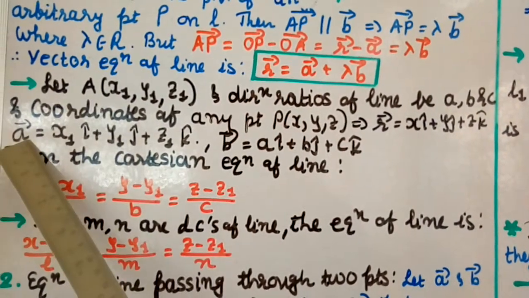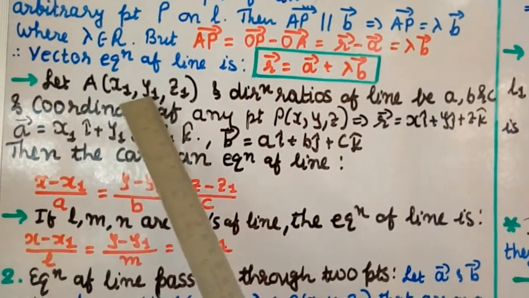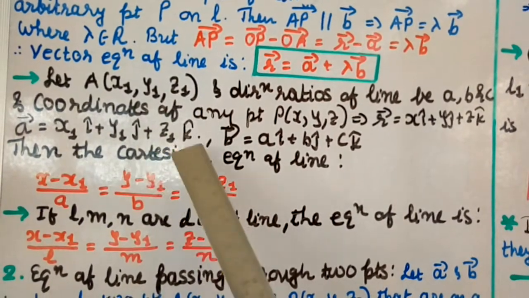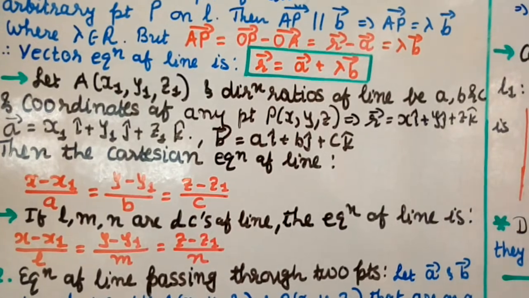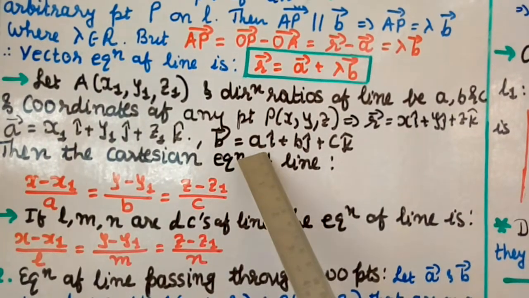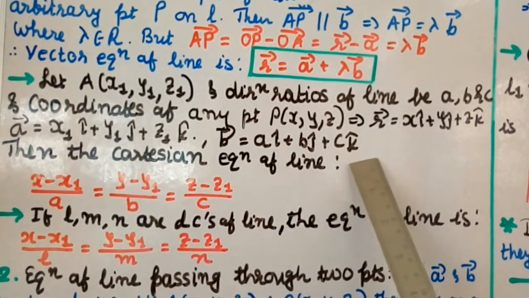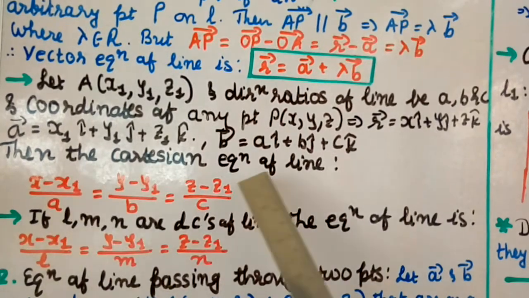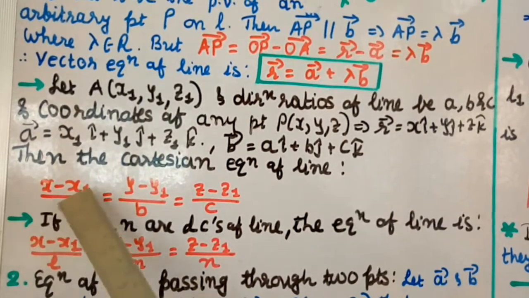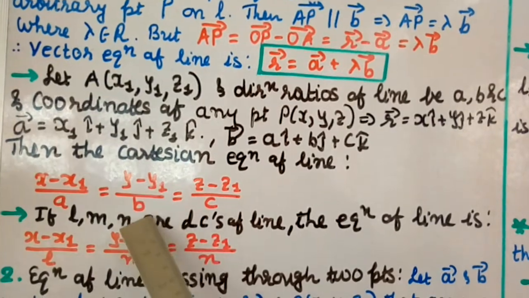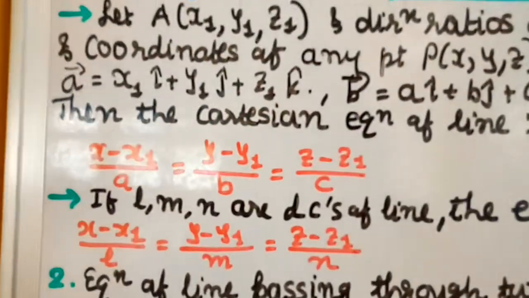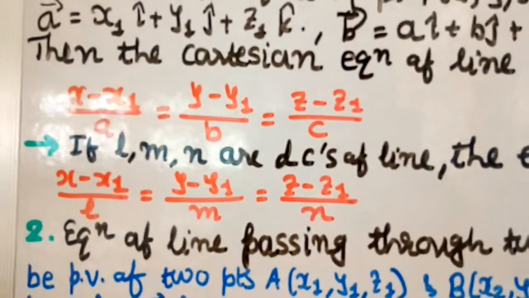So position vector of A is vector a equal to x1 i cap plus y1 j cap plus z1 k cap, and the direction ratios of the line are given, that is vector b equal to a i cap plus b j cap plus c k cap. Therefore, the Cartesian equation of the line is given as (x minus x1) by a equal to (y minus y1) by b equal to (z minus z1) by c. So that is the Cartesian form of equation of line.